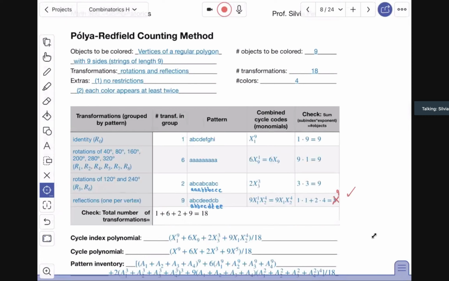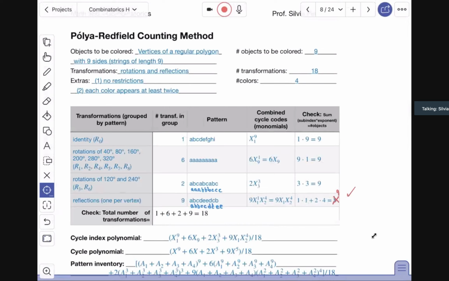Before we move into that, what's the last stage? That's what I was expecting you to do between today and tomorrow. So what's the last thing? Why did we do all of this? How are we going to get to the number of colorings from here, right? This almost seems unrelated. And so this is the actual method.